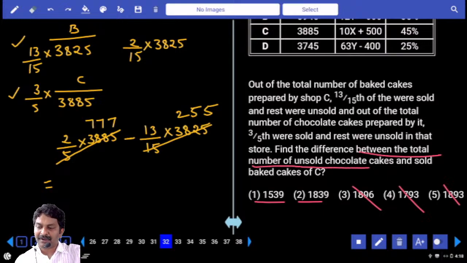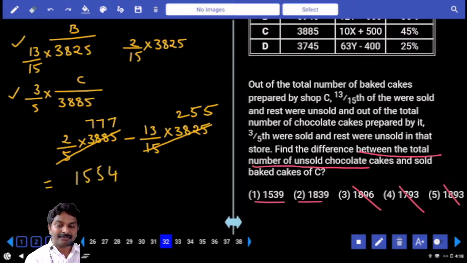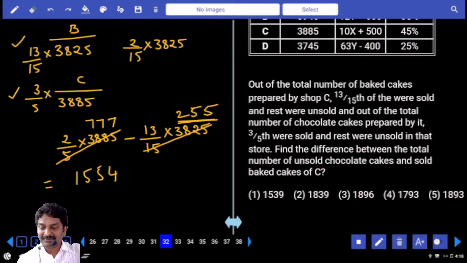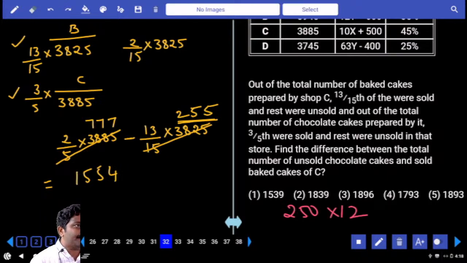Difference between the total number of unsold chocolate cakes, unsold chocolate cakes are 2/5, and sold baked cakes of C. Sold baked cakes. Correct, no doubt. Come on. 4 5 15 54, and then let's write 255 as 250 plus 5. Is that okay for you? 250 12 times is 3000. 250 13 times is 3250.